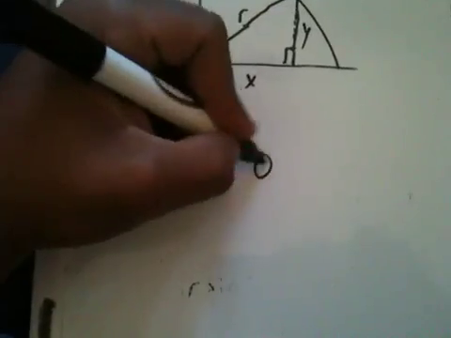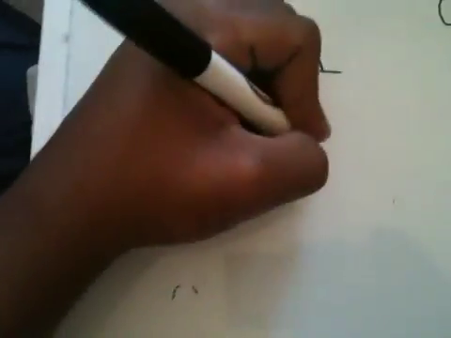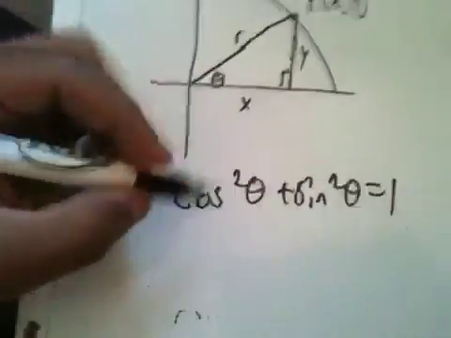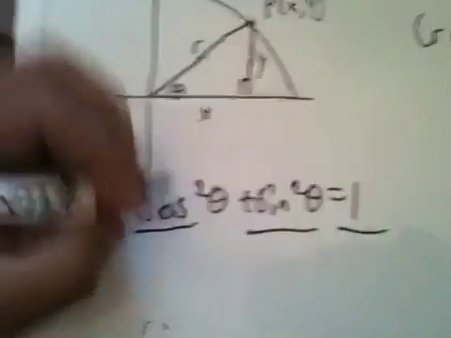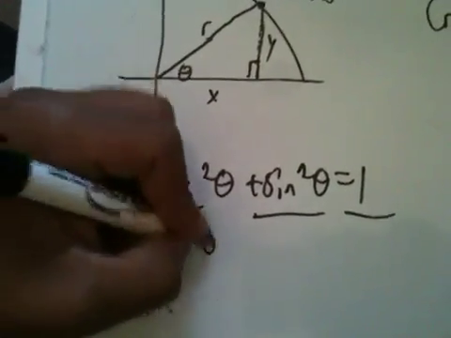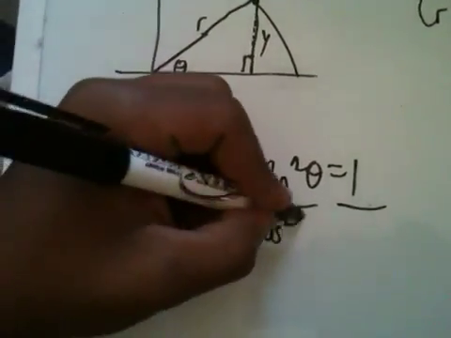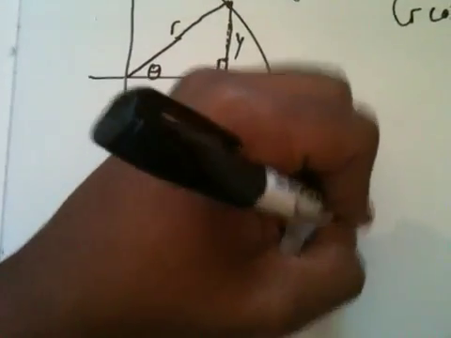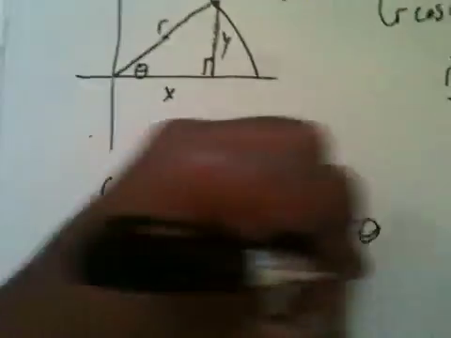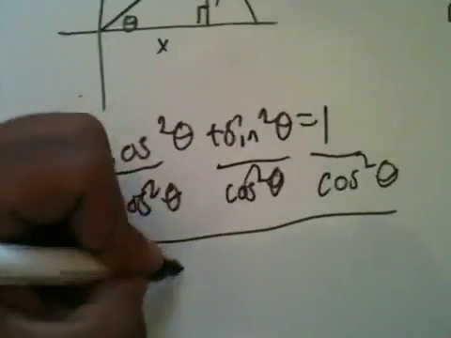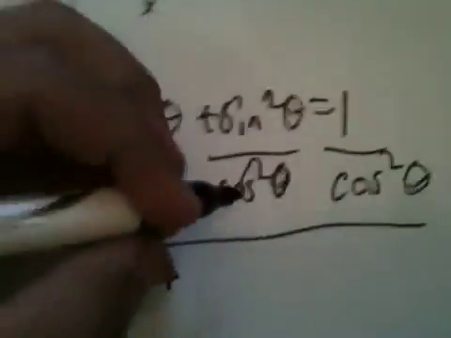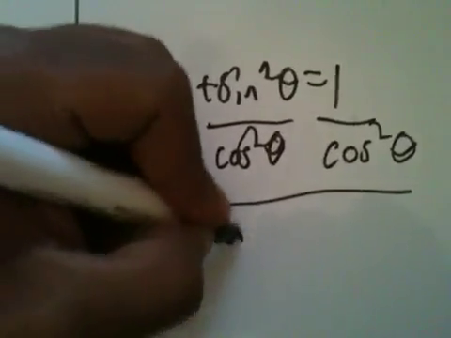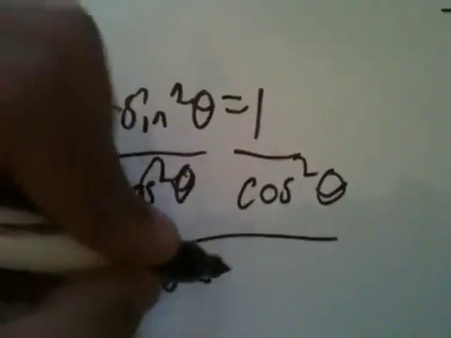So we have cosine squared of theta plus sine squared of theta equals 1. If we divide it through by cosine squared of theta, you generate a new identity. Cosine squared theta divided by itself is 1. The sine squared of theta over the cosine squared of theta, that's the tangent squared of theta. And then 1 over the cosine squared is the secant squared.